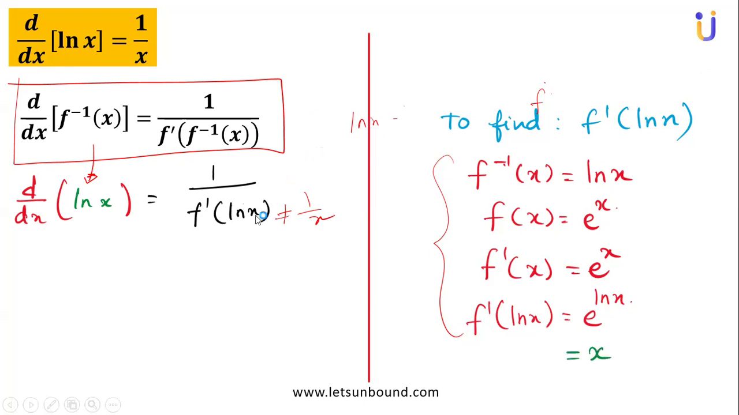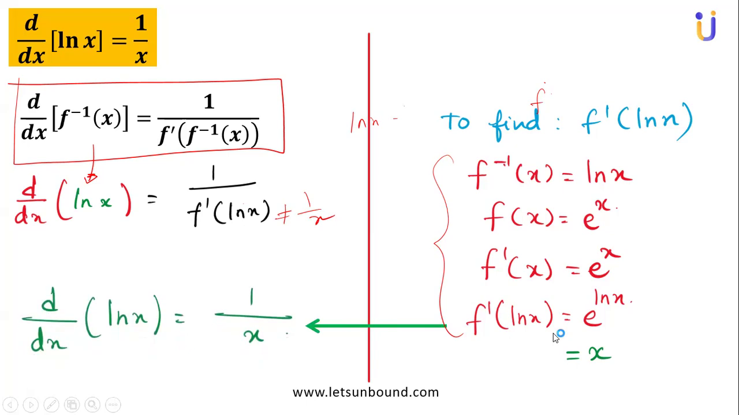And now you can plug in. e power ln x means what? e and ln are inverses, they will get cancelled, it's just x. So that's the case we got. d by dx of ln x is 1 by x. It's something we just learned as a formula, but this is how we are describing it. We are deriving the derivative.